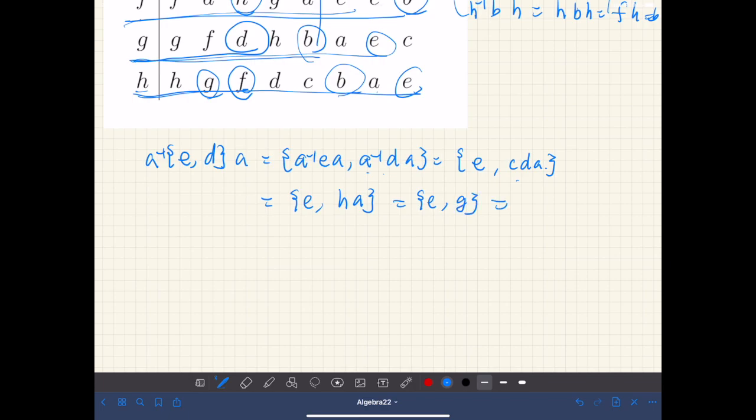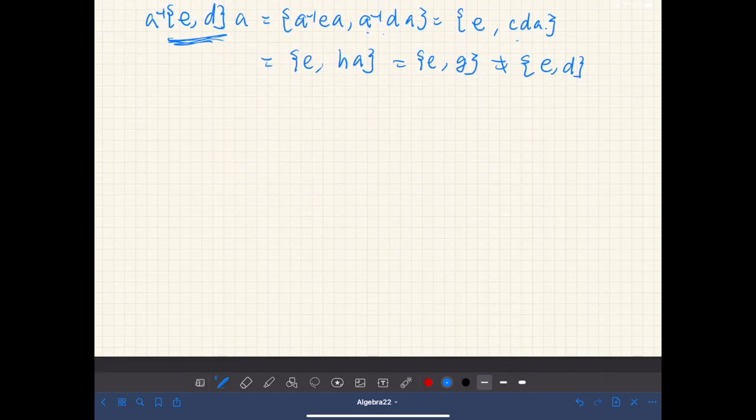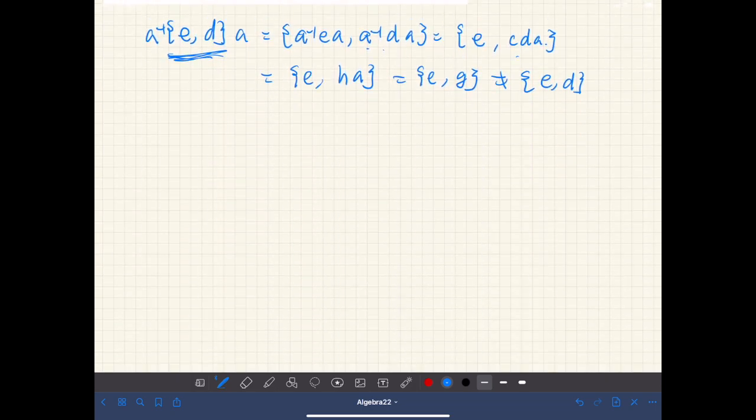G, which is not equal to this. Therefore, this subset is not normal. And for this D4, the group D4, there are 3 subgroups of order 4. And it can be shown that all of them are normal subgroups. For example, we have this group, E, B, D, G.